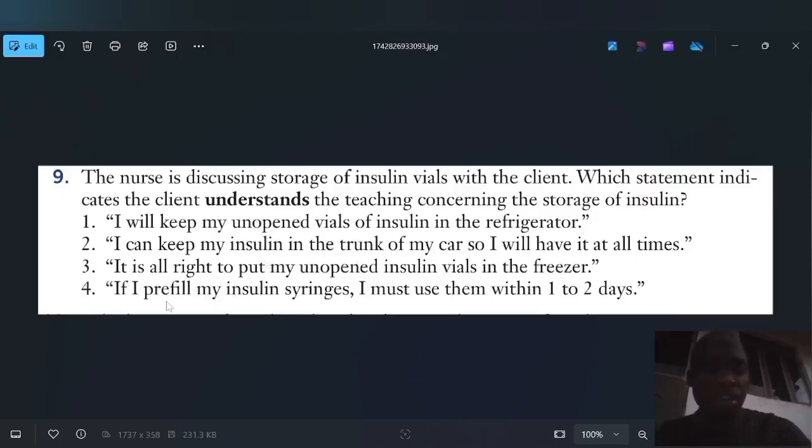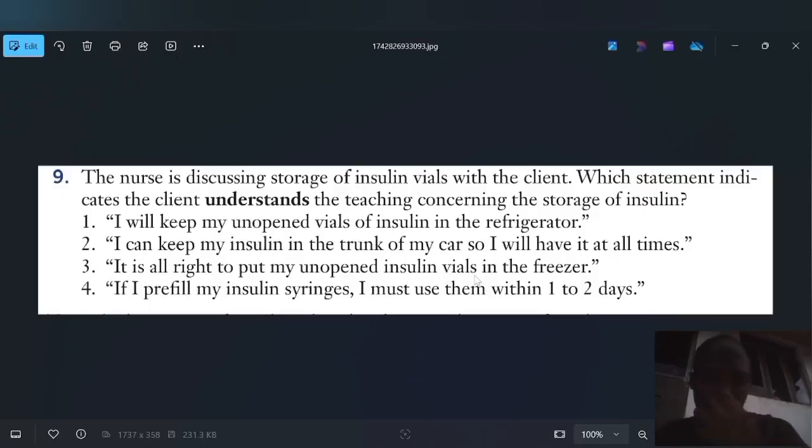Number 4, if I prefill my insulin syringes, I must use them within 1 to 2 days. What do you guys think is the answer? Alright, the best answer was number 1. I will keep my unopened vials of insulin in the refrigerator. So it's very okay to keep these vials of insulin in the refrigerator, but not the freezer like number 3 had said, alright? And you can actually keep them for 1 month in the refrigerator.